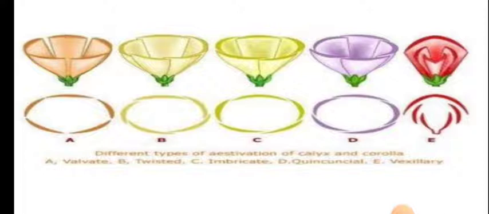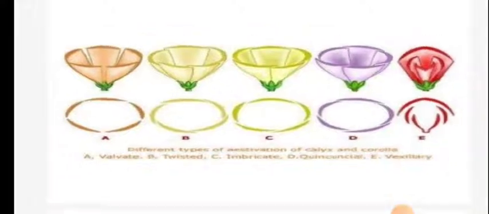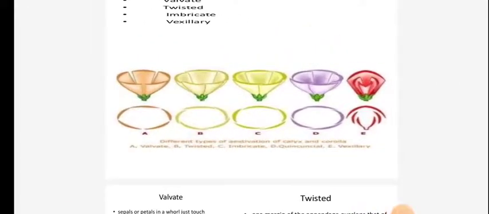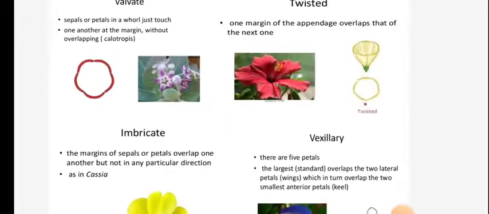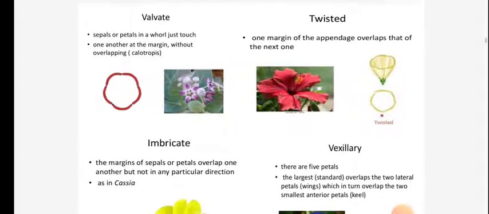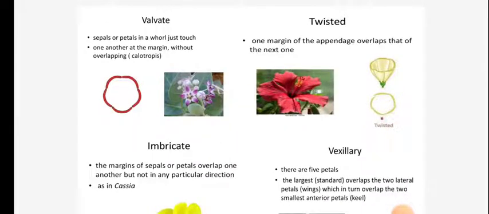So based on this, the arrangement is commonly called as the estivation. So arrangement of the sepals and petals on the thalamus. The valvate, here we will see each and every one. So sepals or petals in a whorl just touch one another at the margin without overlapping.